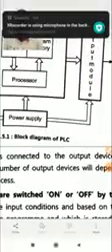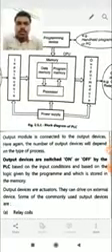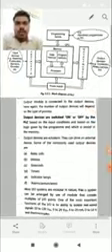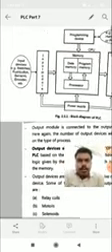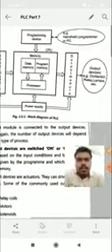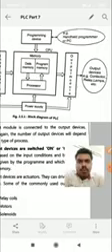I'll discuss again how the PLC actually looks like. So this is the block diagram of PLC. These are the inputs. Let's see the whole block diagram. So this is the block diagram, right? Input module is there, CPU is there, output module is there, programming device, power supply, output devices.